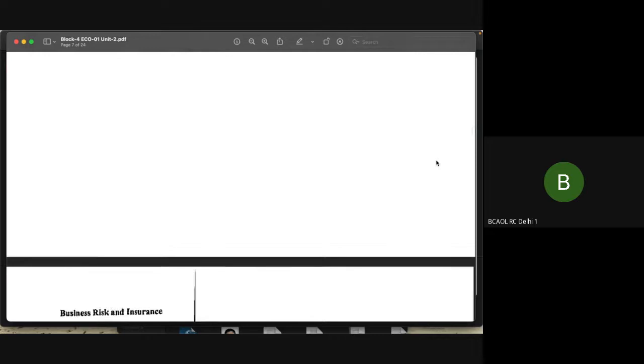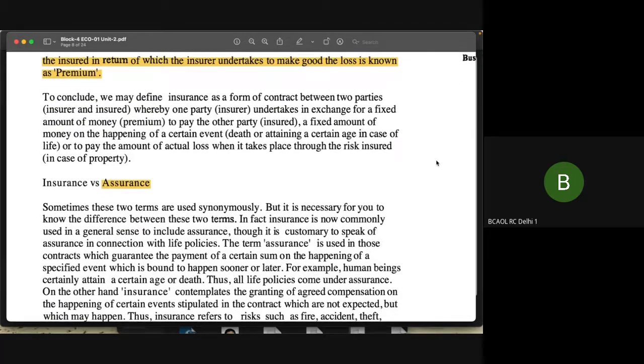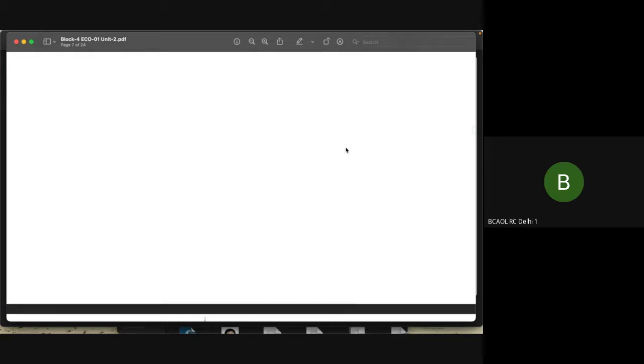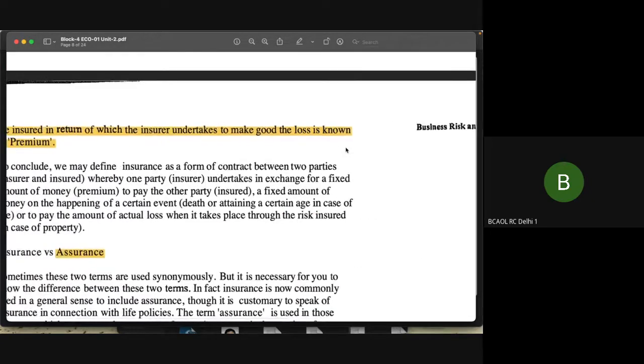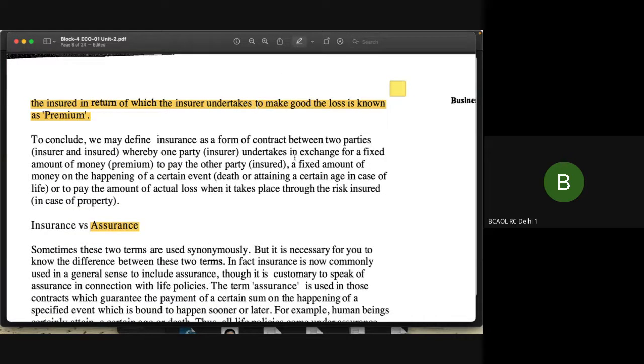Okay, so that is an insurance contract between two parties where one party says we will make good the loss. Remember this line, it's a very important line, guys. Make good the loss. Undertake to make good the loss. Okay, make good the loss. You have to remember this because you have to write this thing. It's a very important line, because it's basically one of the important principles of insurance.